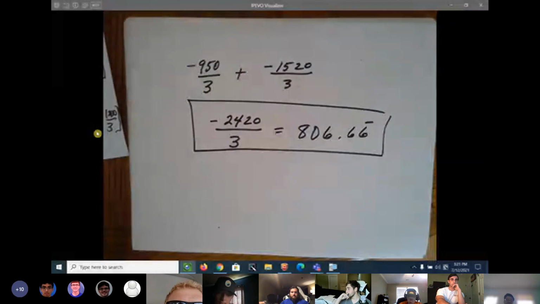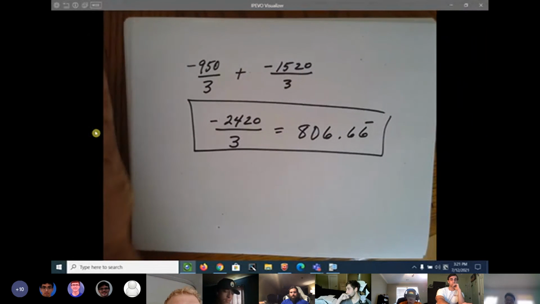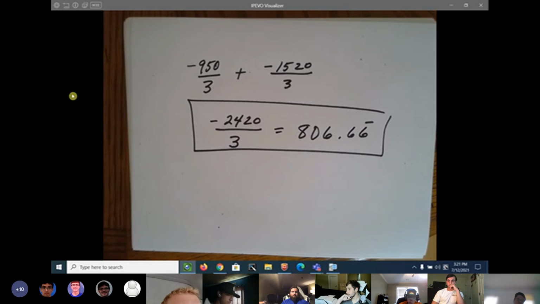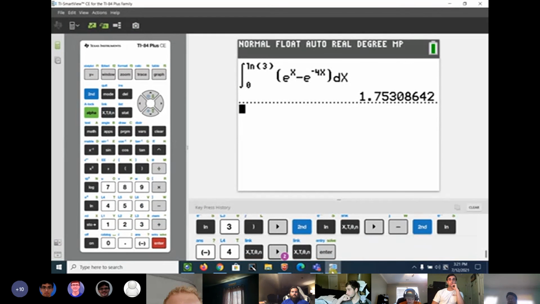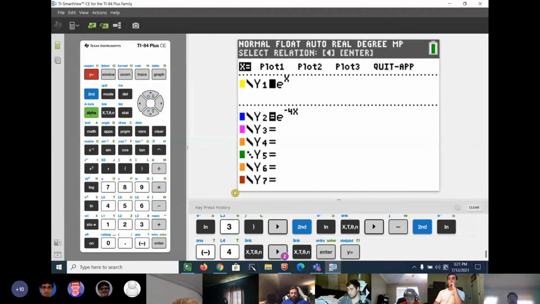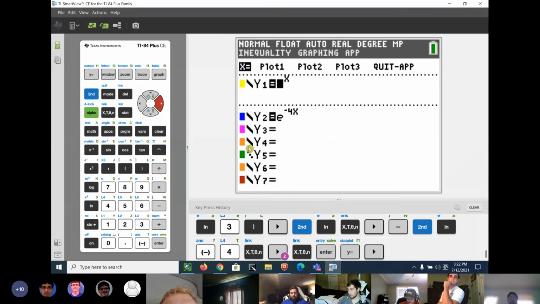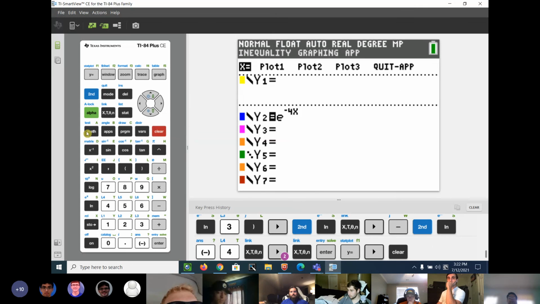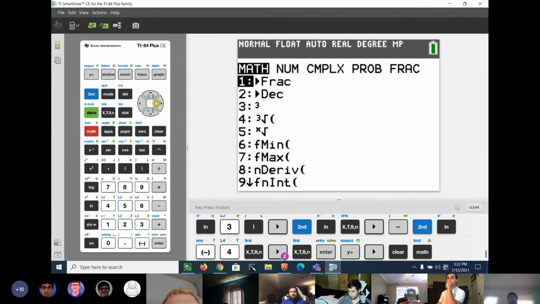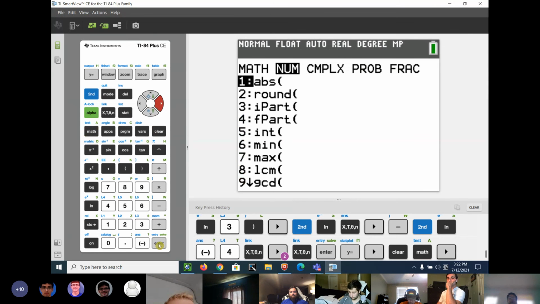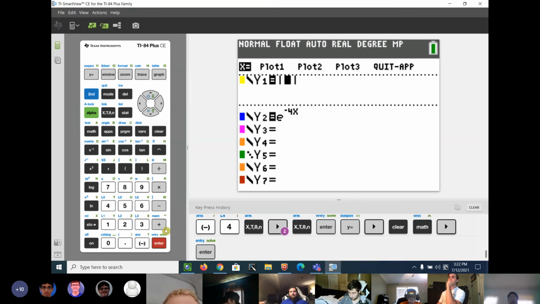Let's see what the calculator says, and those that want to leave can leave. I'm going to check it with the calculator. So let's take the calculator, and let's see if we have an extra. We don't have an absolute value, so let's go ahead and put it in. Absolute value, for those that don't know how to do it: math, number, absolute value of x.